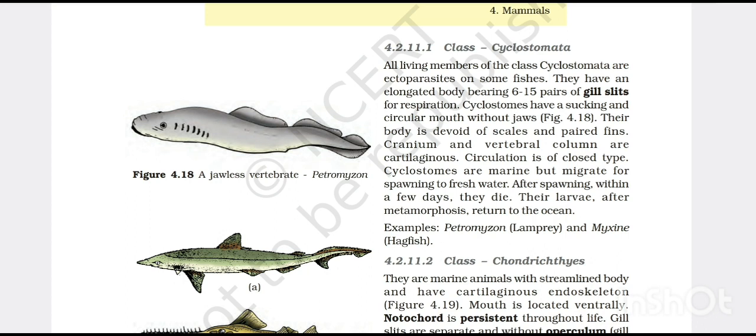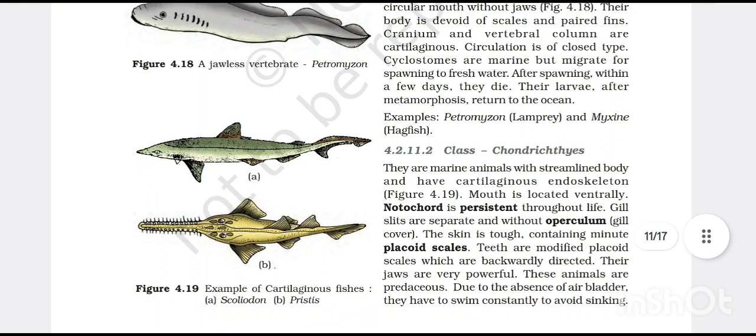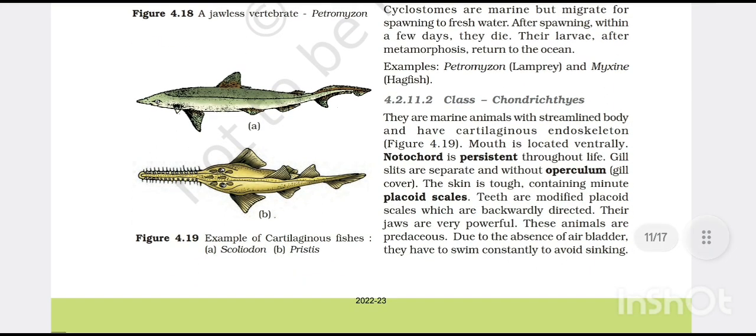Cyclostomes are marine but migrate for spawning to freshwater. After spawning, within a few days, they die. Their larva after metamorphosis returns to ocean. Examples: Petromyzon and Myxine.